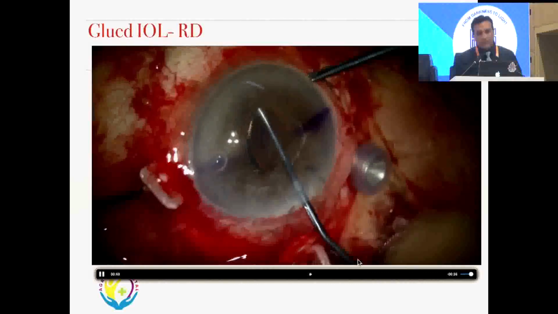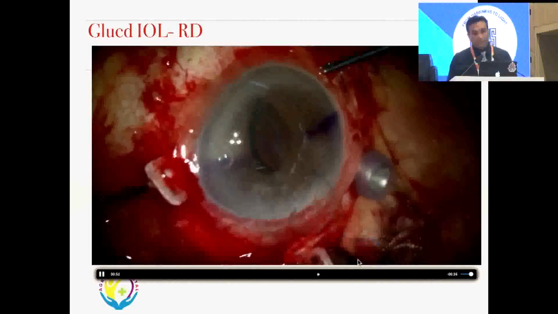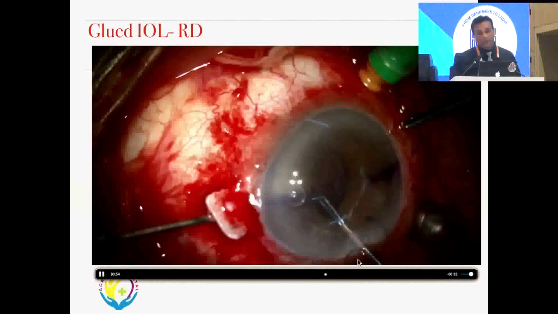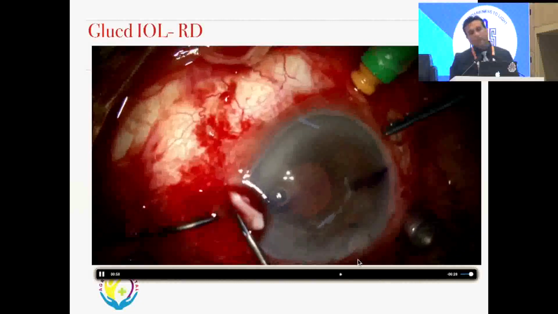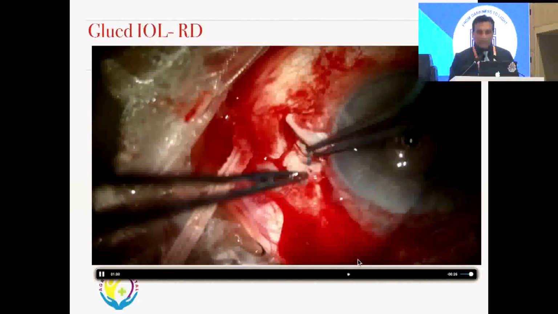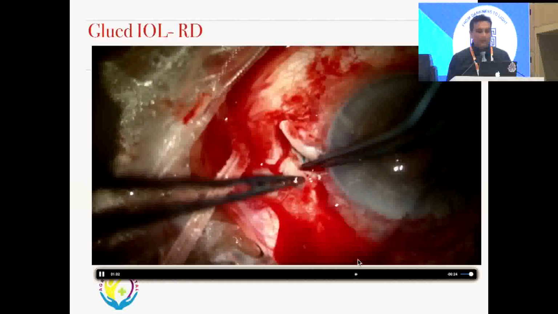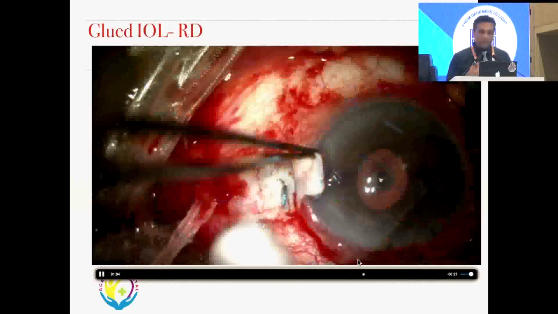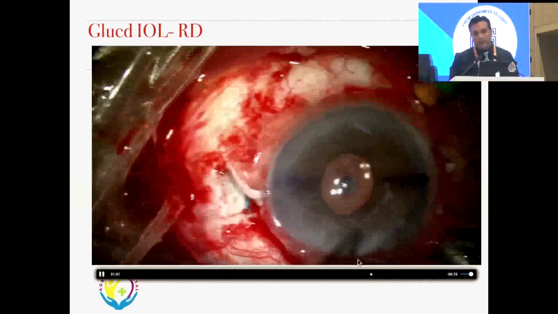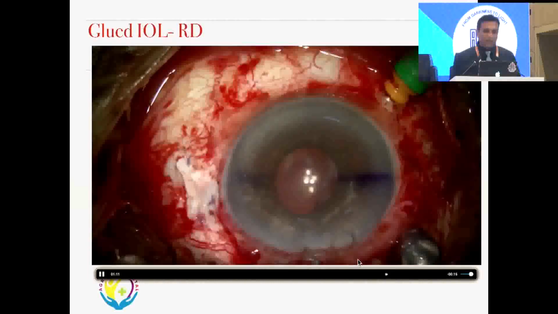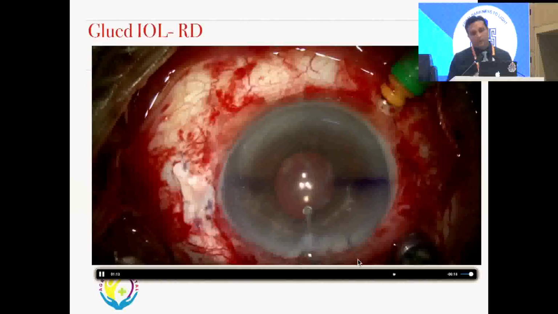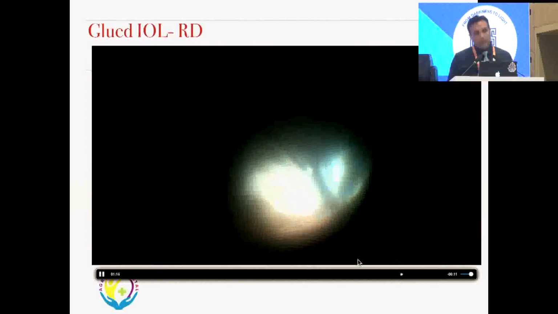Just expose the haptic. And it's very important to bring it into the anterior chamber to visualize it, to stabilize it. Once it is there, you insert the glued IOL forceps and catch hold of the tip of the haptic and exteriorize it and tuck it into the scleral tunnel you have made. And you can use a fibrin glue, you can suture the scleral flap, that is your wish. Now you can just see the stability of the IOL.